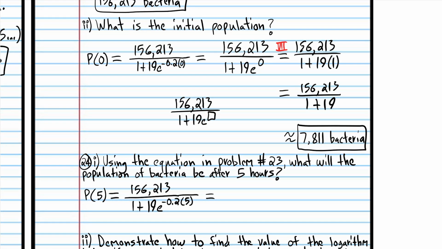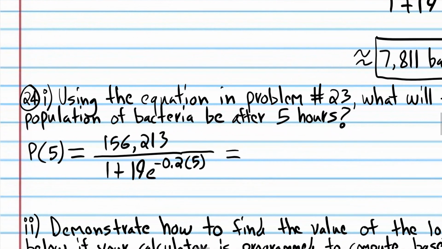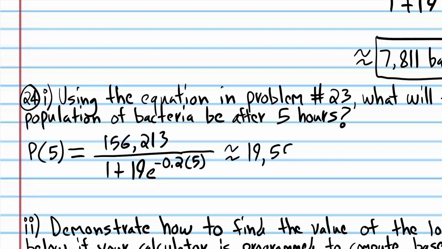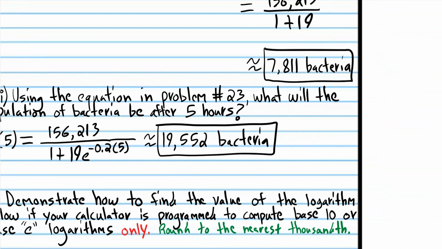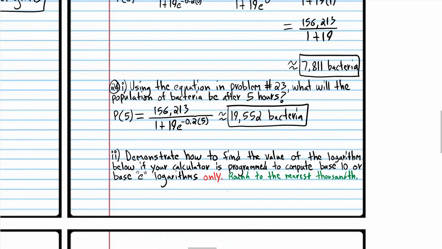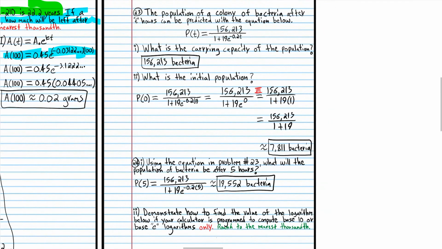In the box, you're going to enter negative 0.2 times 5 and press enter, and you have your answer. So we get approximately 19,552 bacteria. You can round to the nearest bacteria, because it's kind of hard to say we have a fraction of a bacteria. So if you got that right, excellent.